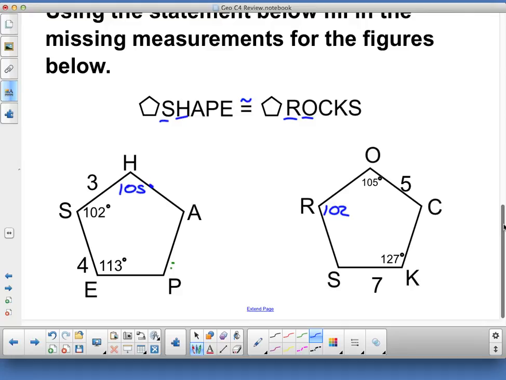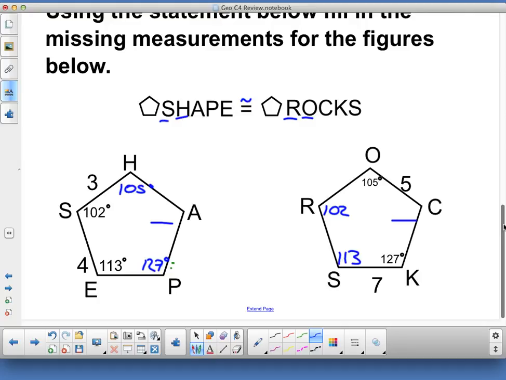Okay. Now, next, as we're still looking through this, we got angle A. Angle A and angle C are both blank. We might be able to find something there. Angle K and angle P. What do we know? 127. Okay, what about angle S? 113, because it's the same as angle E.